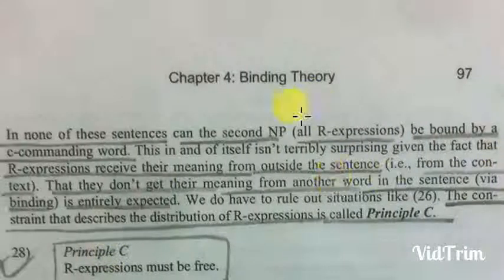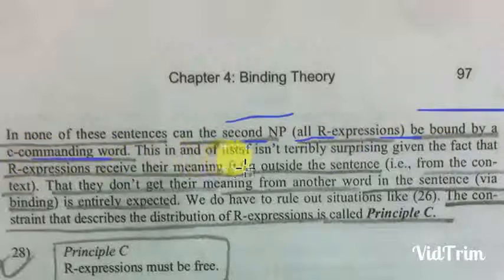In none of these sentences, kissed herself, she kissed her, can the second noun phrase, an R-expression, be bound by a c-commanding word. This in and of itself isn't terribly surprising, given that R-expressions receive their meaning from outside the sentence, that is, from the context. That they don't get their meaning from another word in the sentence via binding is entirely expected. We do have to rule out situations like 26, where it says that pronouns must be free in their binding domain.